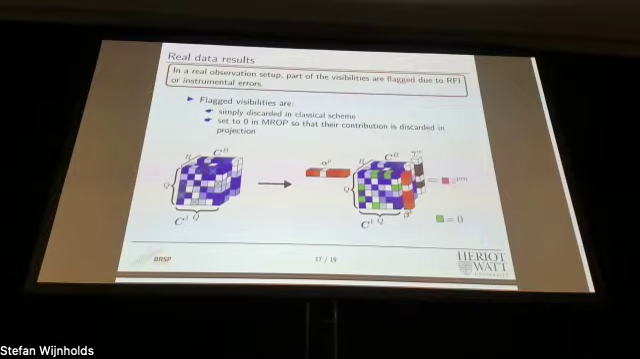And before that, in real observation, we have to deal with flagging. In the classical scheme, we simply discard the flagged data. But in MROP, we just need to set the terms corresponding to the flagged data to 0 so that they don't contribute in the projection.